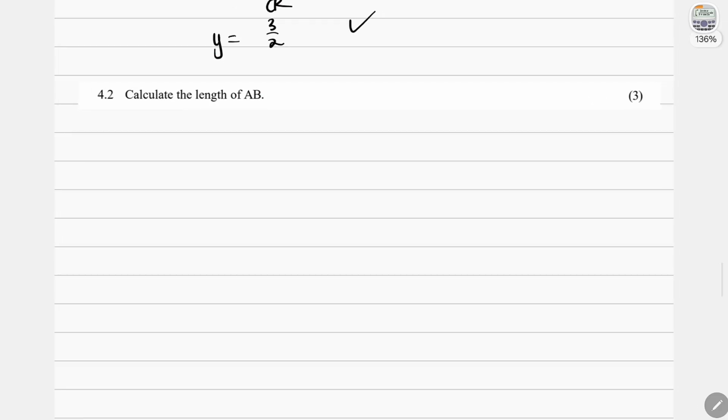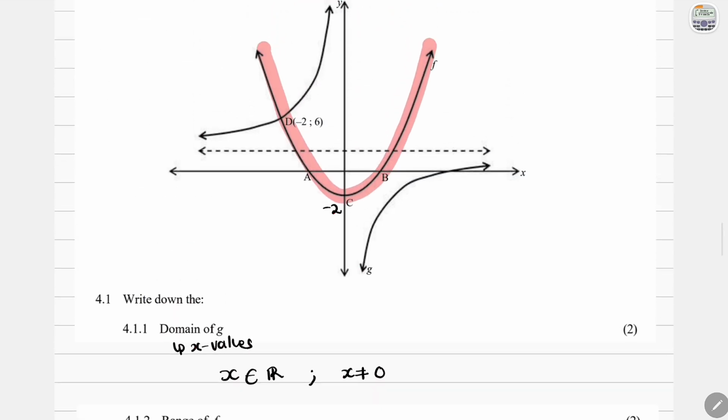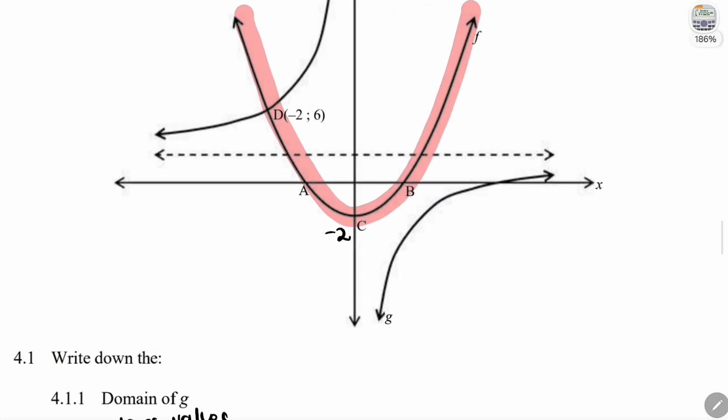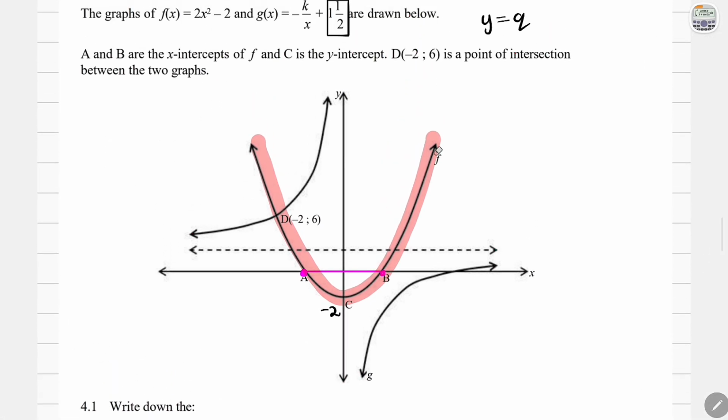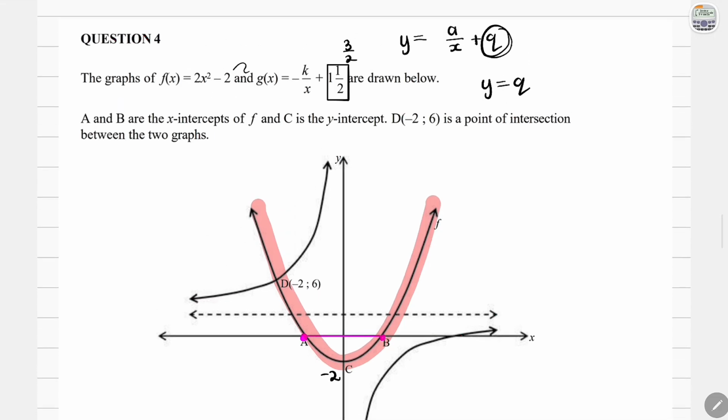Question 4.2 says calculate the length of AB. Okay, you see that to find the length of AB, you need to find A and then B, and then you can see the length of AB. So A and B, they are the x-intercepts of our graph of f, our parabola. So how do you find the x-intercepts when given the equation of a parabola? By making y equals 0. Because at this point, this is on the x-axis. The y value is 0 and the x value is negative, whatever that is.